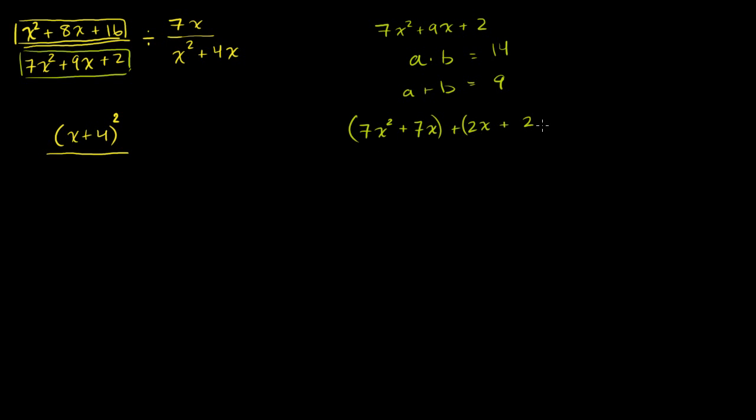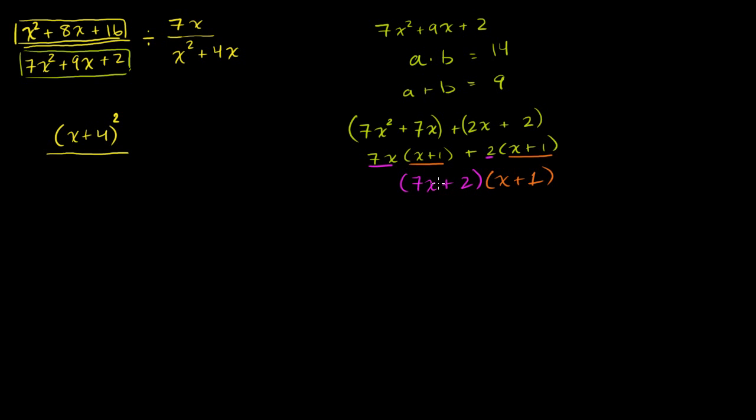Put parentheses around there so you can see the grouping. Factor out a 7x over here. You get 7x times x plus 1. Plus, factor out a 2 here. 2 times x plus 1. And you get 7x plus 2 times x plus 1. We're undistributing that expression. So this is our denominator right there.